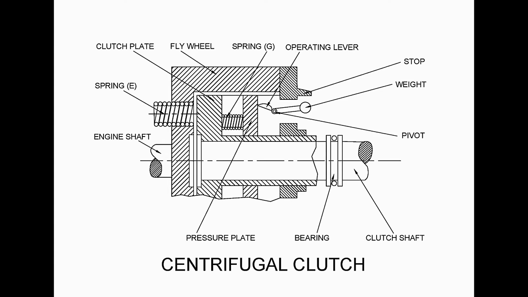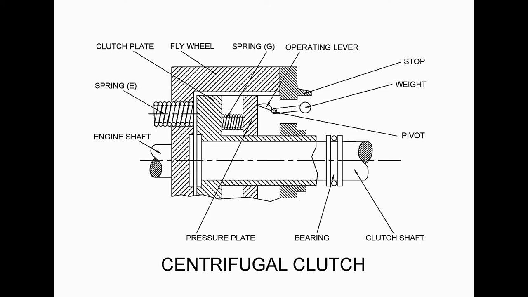Now, in this diagram also, you find that you have engine shaft and flywheel on left hand side. The clutch shaft is on the right hand side. We have clutch plate and pressure plate as shown in the diagram. The flywheel has been modified and it accommodates spring E. Clutch plate and pressure plate have spring G in between them.